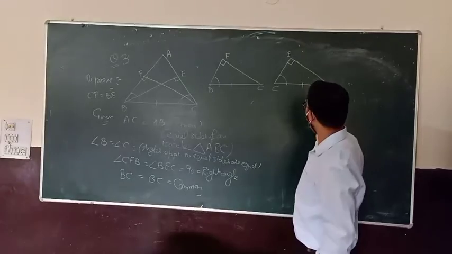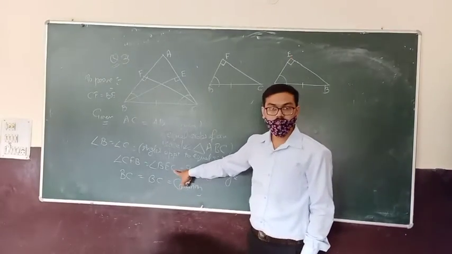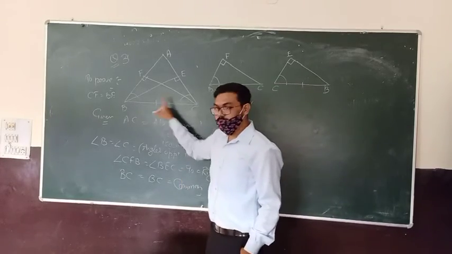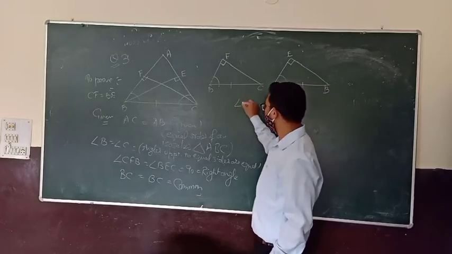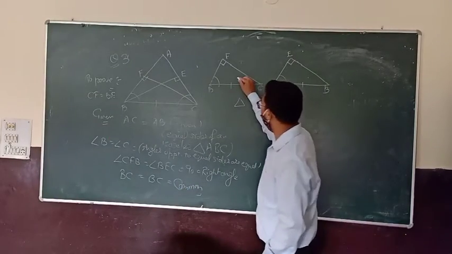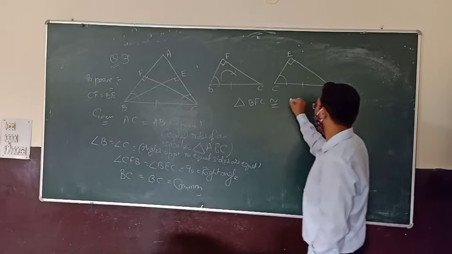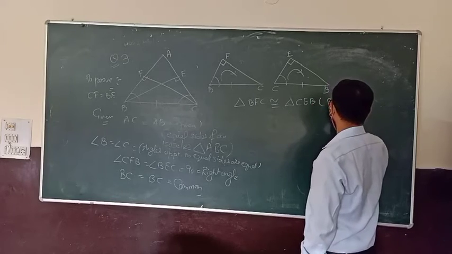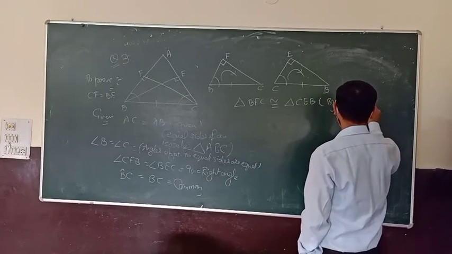Angle CBF is equal to angle BCE. Any doubt? Because angle B is equal to angle C. These two angles are 90 degrees, so you can say triangle. Is there any sequence? No sequence is given, so you can write triangle BFC is similar and equal to triangle CEB by angle, angle, side congruency.